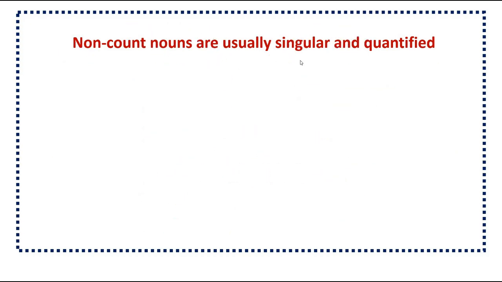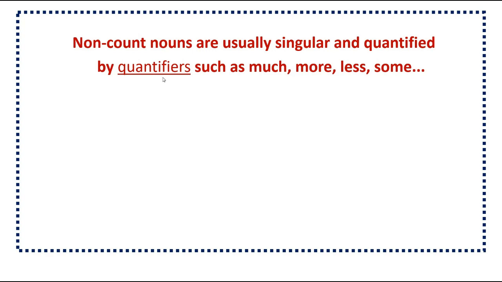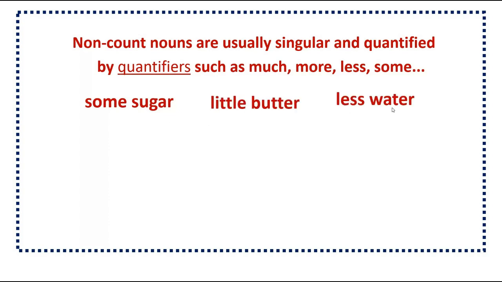Non-count nouns are usually singular and quantified by quantifiers such as much, more, less, some. Example, some sugar, little butter, less water.